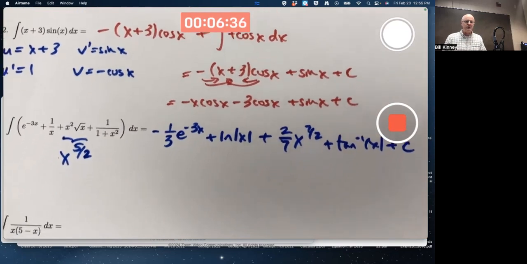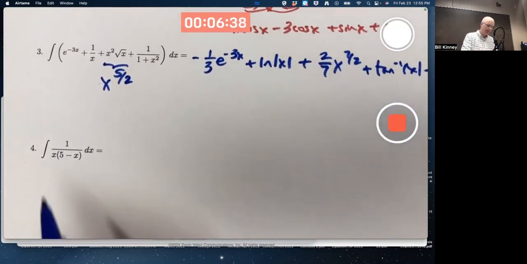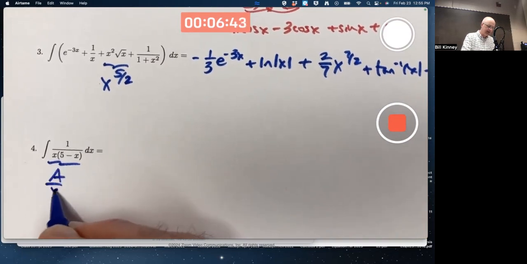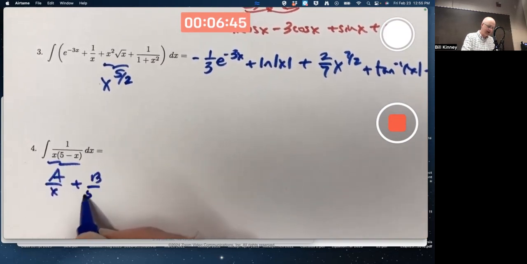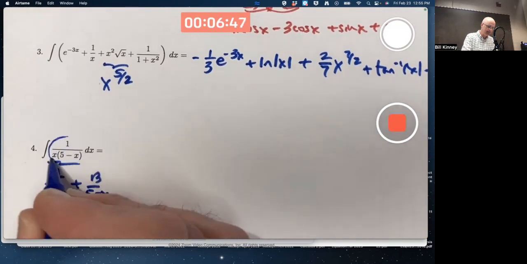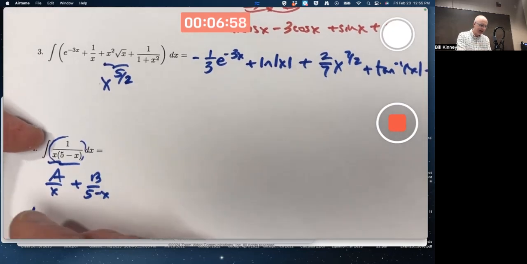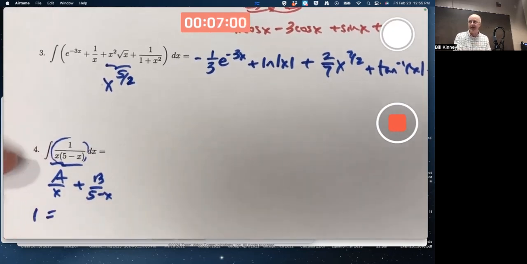Next problem is partial fractions. Write this function as a over x plus b over 5 minus x, the entire function. Solve for a and b. Multiply both sides by the common denominator of x times 5 minus x to get complete cancellation on the left, leaving you with a 1, not a 0, not an x, but a 1.